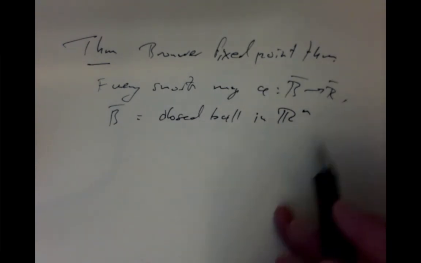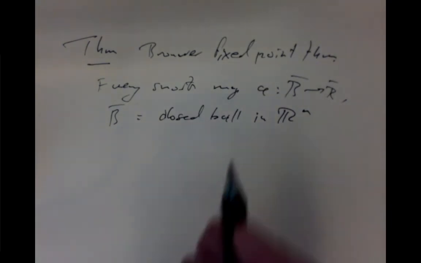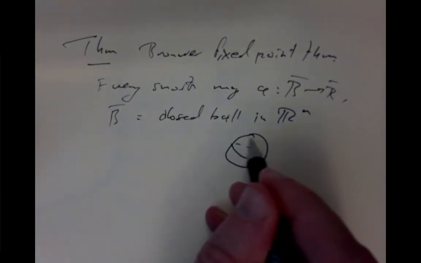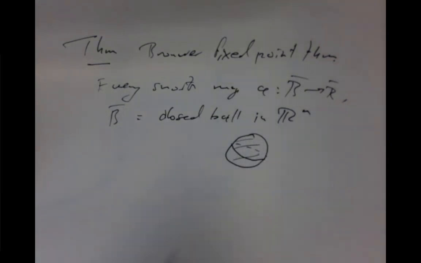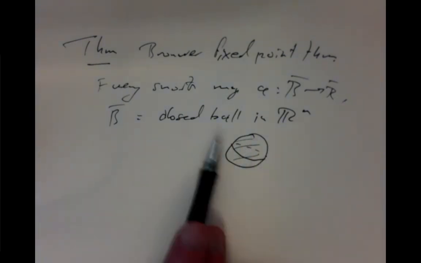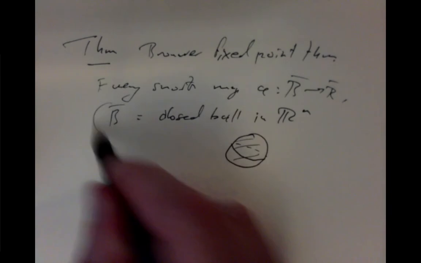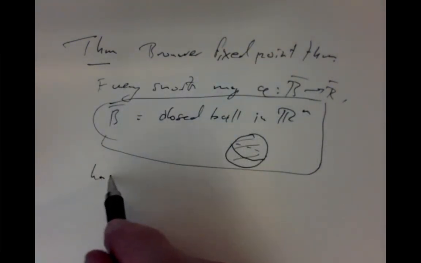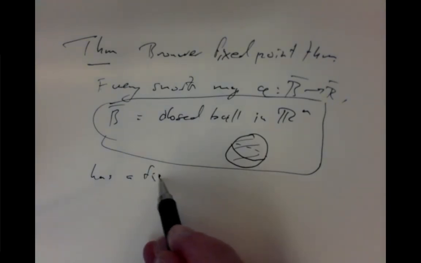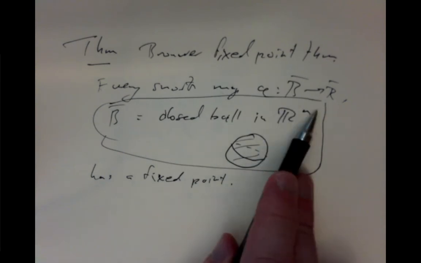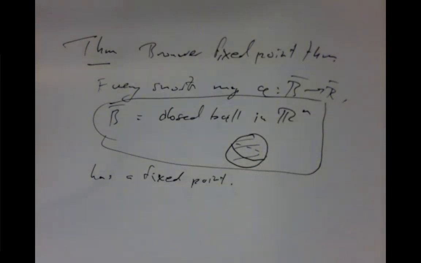A closed ball is not a manifold anymore because it's got boundary points on it. A manifold had just the interior, the inside. This has the solid interior, but it's also got the boundary attached to it. Every such smooth map has a fixed point. And that's not obvious, and that's in any number of dimensions, right? So they always have fixed points.